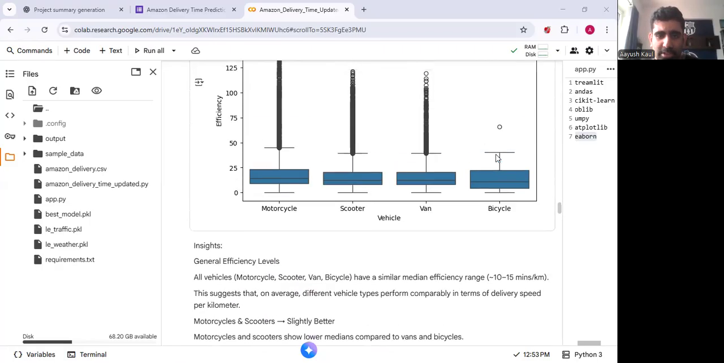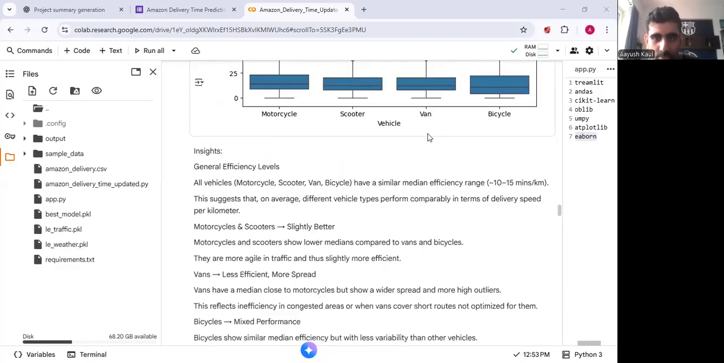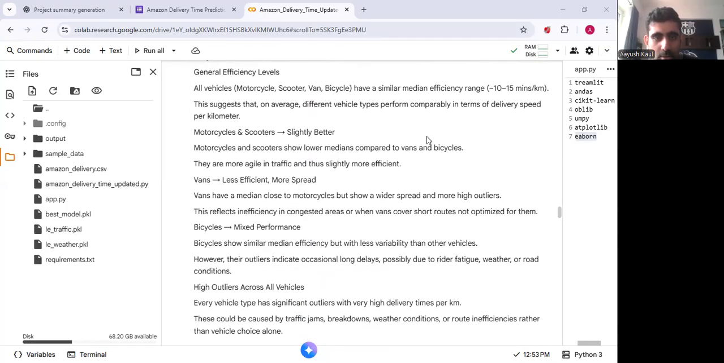Motorcycles and scooters perform slightly better, which is visible from here, and they are more agile in traffic and thus slightly more efficient. Vans, however, are less efficient and also have more spread. Vans have a median close to motorcycles, but show a wider spread and more high outliers. This reflects inefficiency in congested areas or where vans cover short routes not optimized for them, as vans get trapped in traffic, unlike bikes or motorcycles, which can maneuver in the traffic.